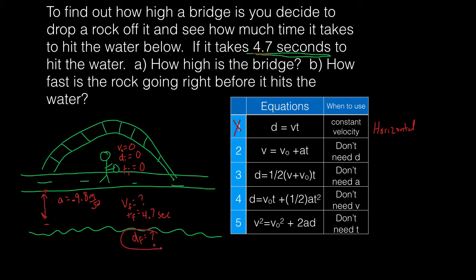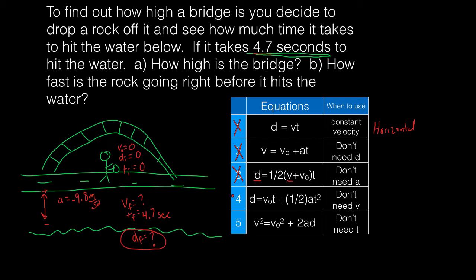Remember we're trying to solve for displacement final, and if you scan through equation number 2 you don't see displacement at all, so we're not going to use that one. Equation number 3 has displacement, and this velocity here is velocity final. We don't have velocity final, so we can't use equation number 3 because there are 2 unknowns. We don't know displacement and we don't know velocity final, so we can't use it.